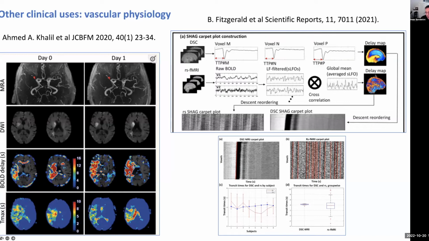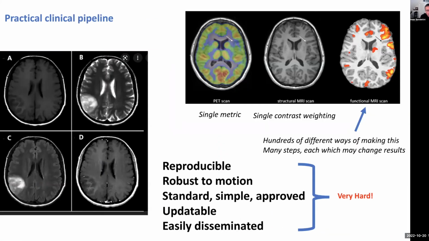Here we mapped out a delay map with gadolinium, and a delay map with just subjects lying in the scanner doing nothing, and were able to get a nice carpet plot of transit times, a 4-second transit time. So that's an easy clinical application.